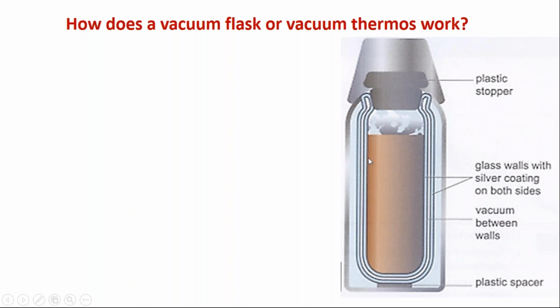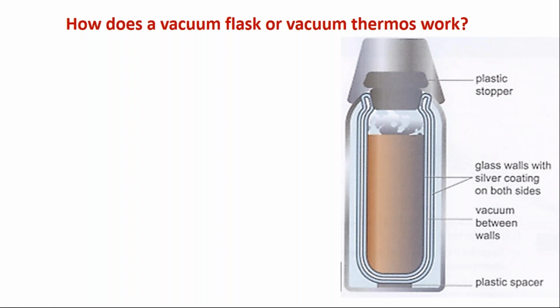But what about the radiation? Actually, these glasses are covered by a thin layer of silver. Silver is shiny and smooth, and that's why radiation cannot escape from it. Radiation is reflected back into the liquid, and energy cannot escape outside as radiation.